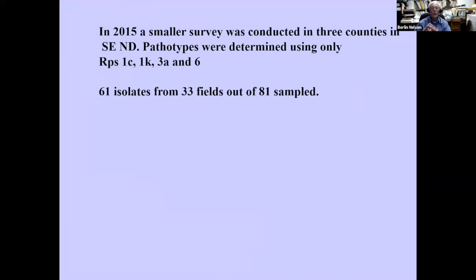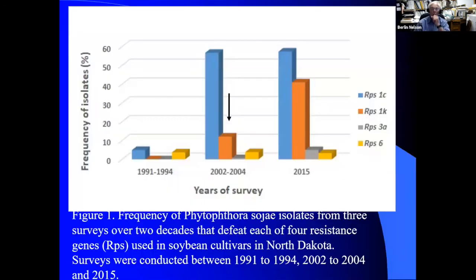Okay, so in 2015, we did something a little differently, and this is what Dr. Yan did. We decided that we would do a small survey primarily in the southeast corner, where we knew that we would have our heaviest inoculum load, but we would only look at RPS1C, 1K, 3A, and 6 because those were the genes that we would find in cultivars being sold in this area. And we had 61 isolates from 33 fields out of 81 sampled. Now, what I want you to do is to concentrate.